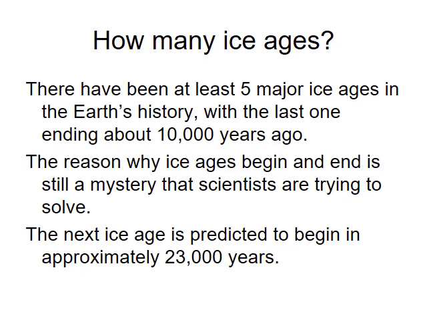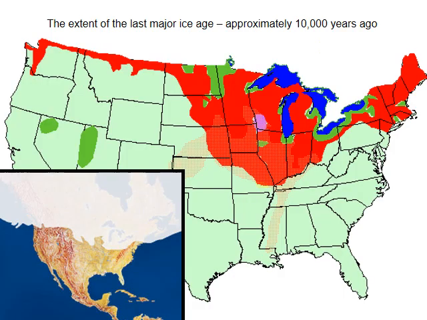Now, why these happen, we don't know, and scientists are still trying to figure that out. There is a prediction that we'll have another ice age in about 23,000 years, and it's all part of that continuing change in the global climate from hot to warm to cold to back again. Here's the extent of the last ice age, the one 10,000 years ago. You can see it was mostly up in the upper Midwest and the Northeast.